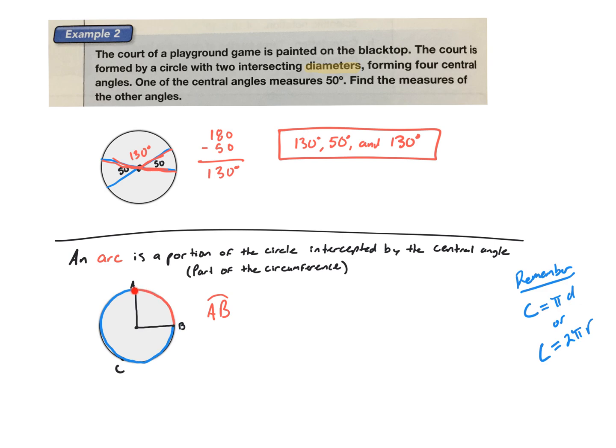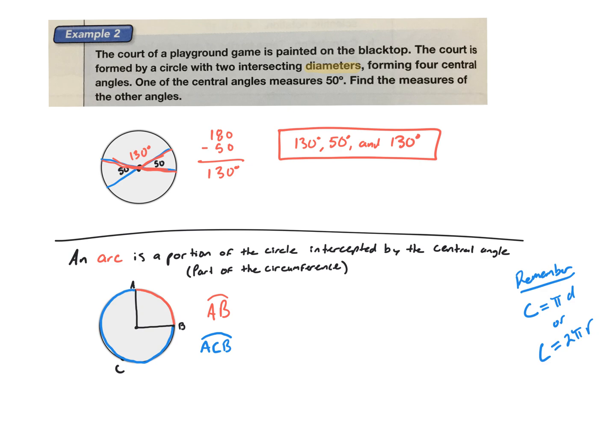Because, see, I could also get from A to B going this way. But since I just have the A and B, it's talking about the shortest route from A to B. If I want to talk about the blue one, the major arc, I would say I start at A, I pass through C, and I end at B. This is the major arc. And so if it has 3 letters, we know it's always talking about the long way around, the major arc. Okay.